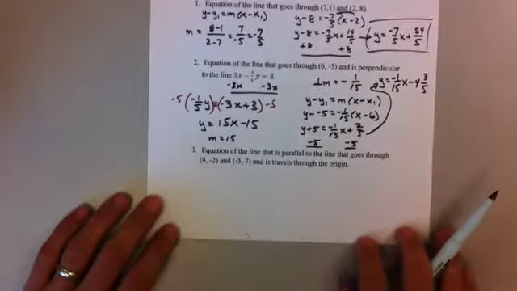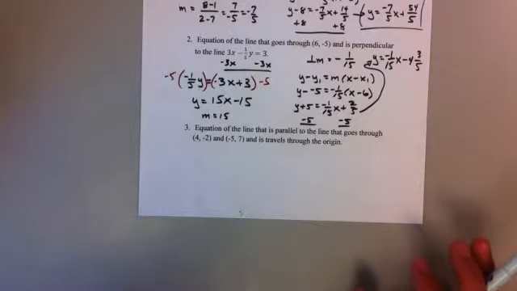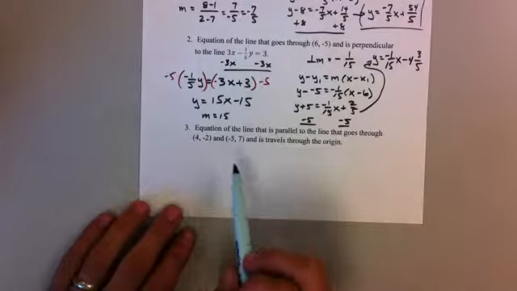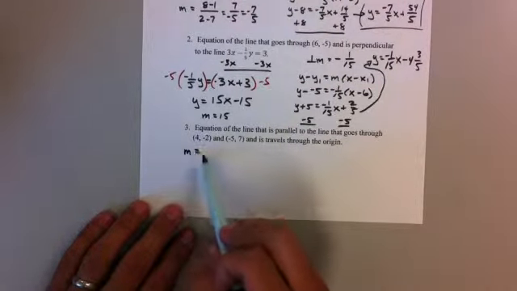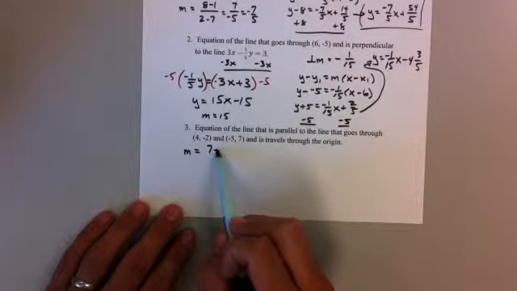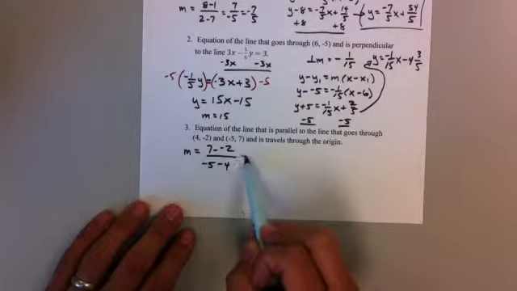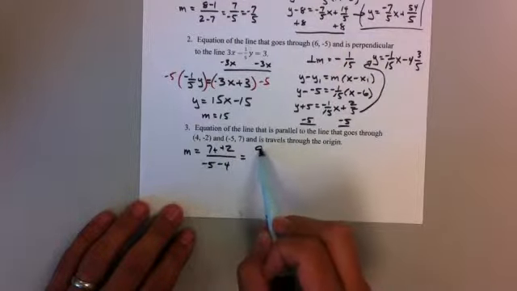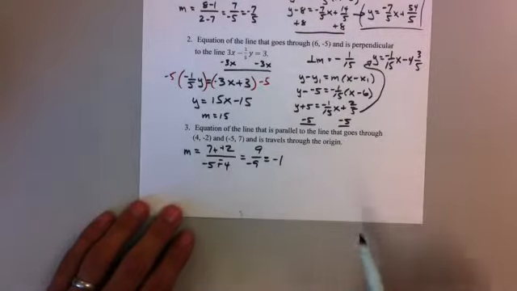Okay, last one that we're going to talk about is this number 3. It says equation of a line that is parallel to the line that goes through these 2 points, and it travels through the origin. Well, what do we know about parallel lines? They have the same slope. So if our line's parallel to the one that goes through these 2 points, let's figure out the slope, and then that would tell us what our slope is. So I do 7 minus negative 2 over negative 5 minus 4. Well, same change, 9. This one would be negative 9. So my slope is negative 1.